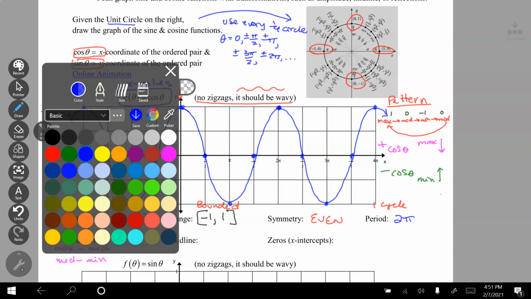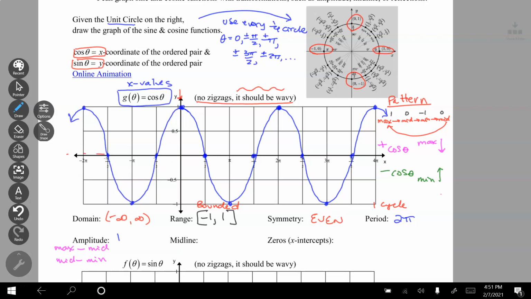The midline is a line that runs horizontally through the middle of the graph, and this midline is y equals 0. Please put y equals 0. And then we have to look at the x-intercepts, and we have them here, here, here, here. It's like every other dot. I see a nice little pattern.